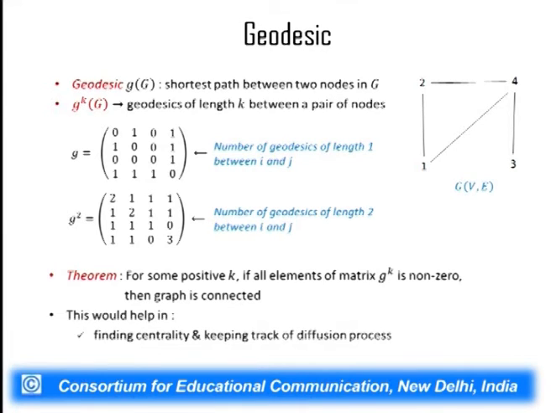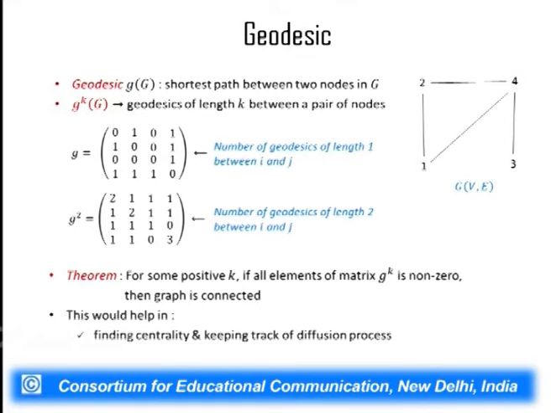Here G is just the adjacency matrix representation, nothing else, of the given graph. If we are checking the entries of simple G, it only gives the number of geodesics, that is the number of shortest paths between any node i and j of length 1, because G is synonymous with G raised to the power 1. Now when we square the matrix by itself, G square, it shows the number of geodesics available of length 2 between any pair of nodes.